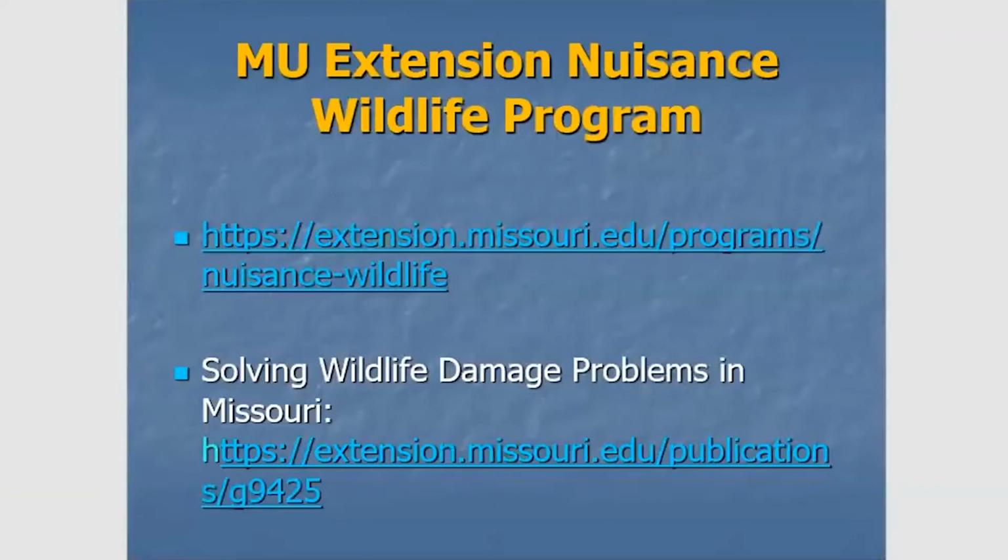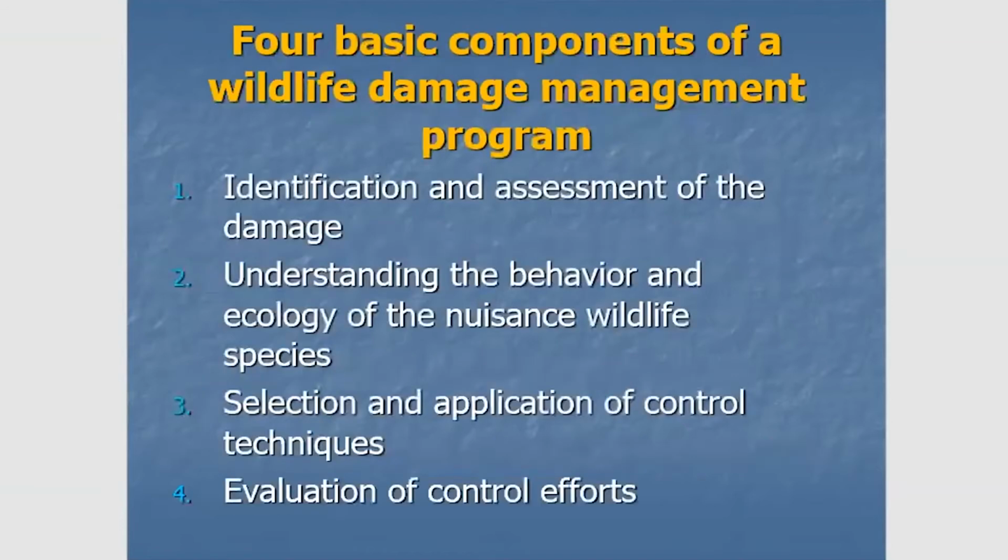I wanted to let you know of two excellent resources that we've just created with our MU Extension Nuisance Wildlife Program. We have a new webpage that you can go to that access all the guide sheets that we have. It's there at the top, Nuisance Wildlife. A lot of information there on that extension webpage. The one extension guide that probably does the best job of giving an overview of some of the different techniques that you can use to solve your problem is MU Extension Guide G9425, Solving Wildlife Damage Problems in Missouri. A lot of resources in this guide that I'll share with you in this real quick presentation.